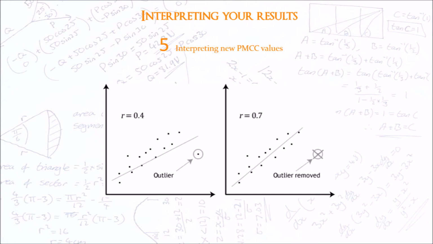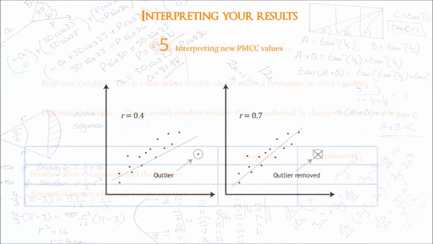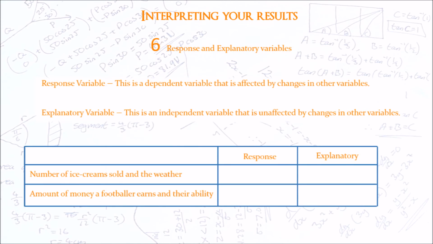So it's just recognizing the result that sometimes if you might have one or two extreme values, and if you remove them, you actually might get quite a strong correlation between the different data sets. And this is one of the advantages of sketching a scatter diagram, because you can see results like this. And the very last part is response and explanatory variables. Now, a response variable, this is a dependent variable that is affected by changes in other variables. So something that is completely dependent on everything else. The explanatory variable, this is independent and is unaffected by other variables.